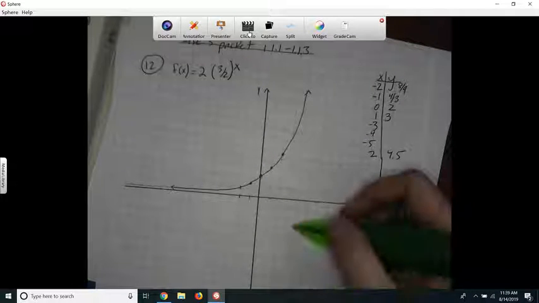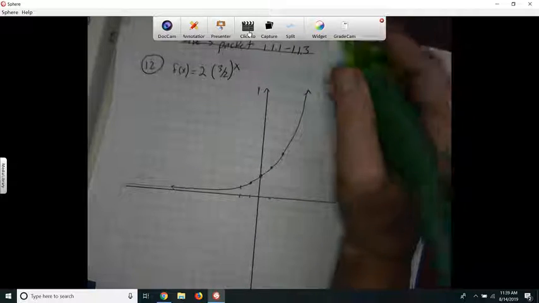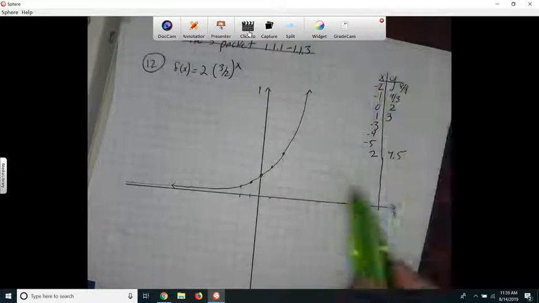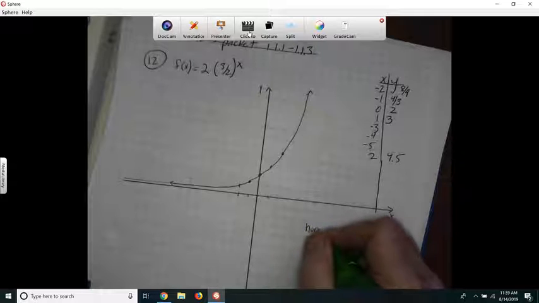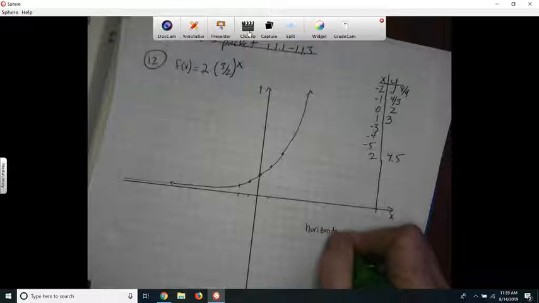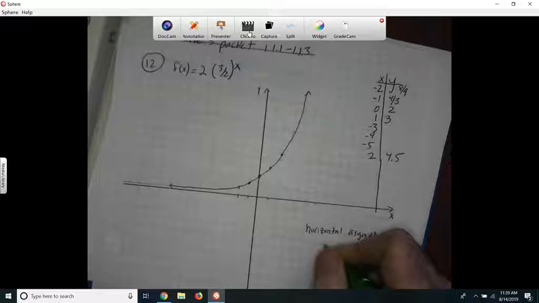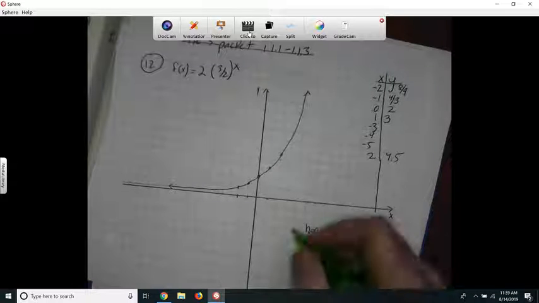I don't think it looks like there's going to be an asymptote here, but I think it's going to just ever so slightly keep moving off to the right as it moves up. So I'd say there's just a horizontal asymptote at y equals 0. The x-axis, which is y equals 0.